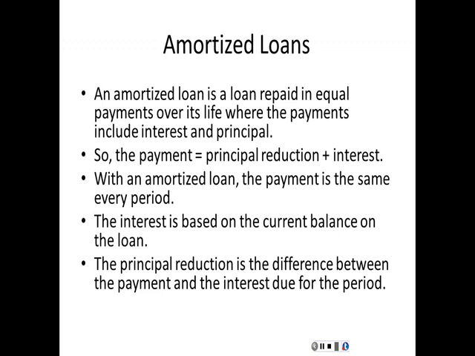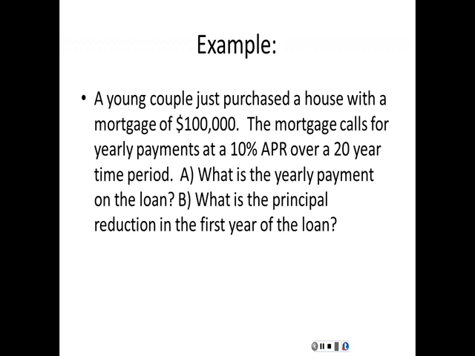Now let's look at an example. Hit pause and read through this example before we continue. So a couple just purchased a house for $100,000. The mortgage calls for yearly payments at a 10% APR over a 20-year time period. So we're going to make 20 payments to pay down this loan to zero. So with an amortized loan, at the end of the time period, you owe nothing.